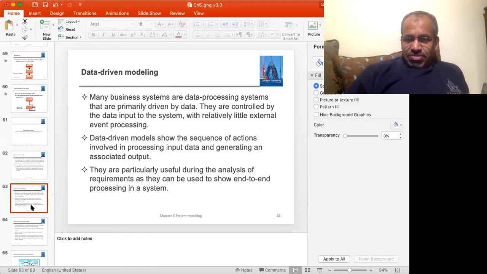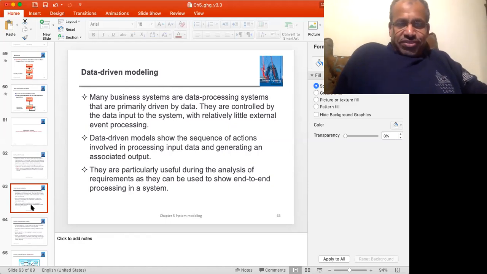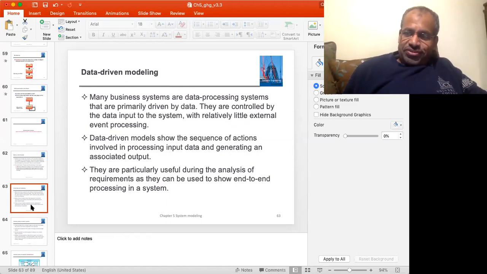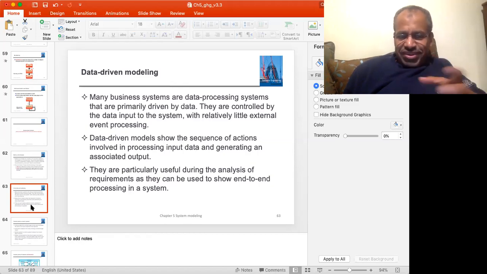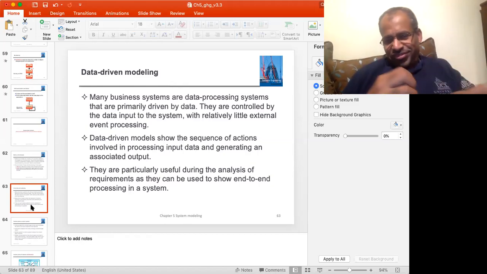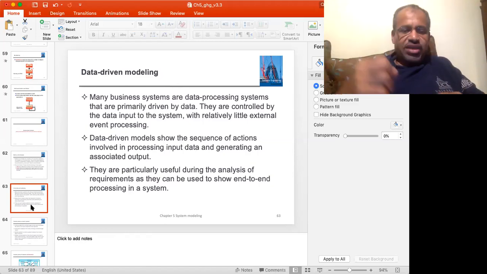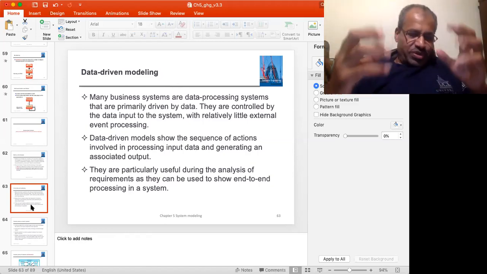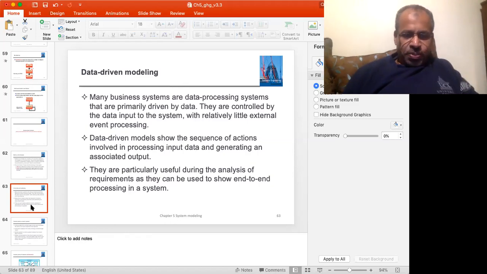Many business systems are data processing systems that are primarily driven by data, like a customer gives or sends an order, or a bank customer withdraws or deposits money. So these are controlled by the data input to the system. The content of the data input is what triggers behavior. So relatively, there's little external event processing. Well, this can be a bit philosophical. They can say, okay, well, the order arriving to the system is an event. Well, let's not get too philosophical about this.